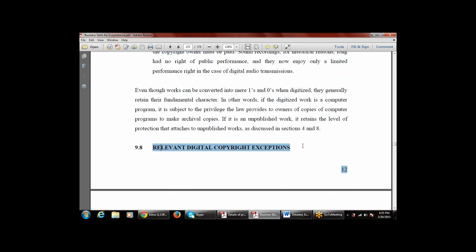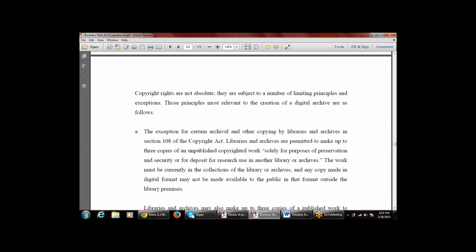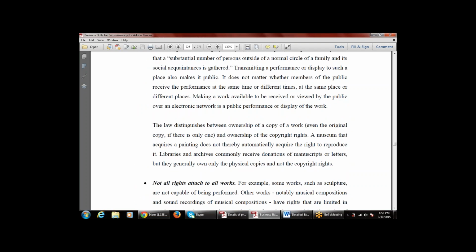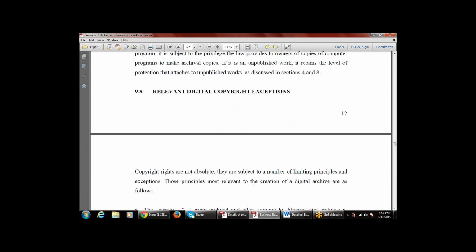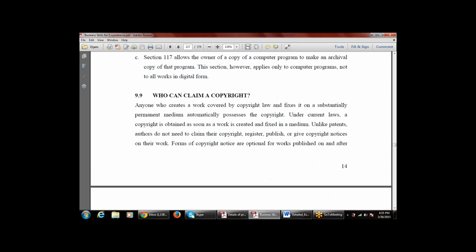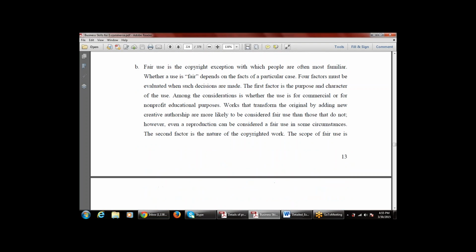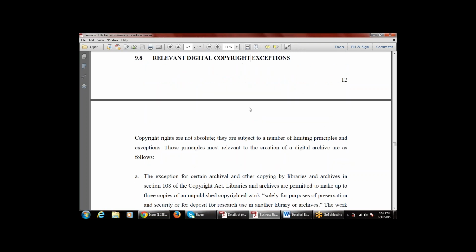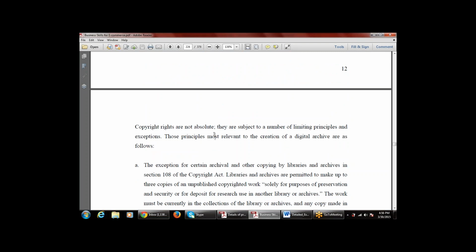Then the relevant digital copyright exceptions. So these are the various rights that are applicable to digital copyrights. Now let's see what the various digital copyright exceptions are. Copyright rights are not absolute. They are subject to a number of limiting principles. That is, there are also some limitations and restrictions that are applicable to digital copyrights.